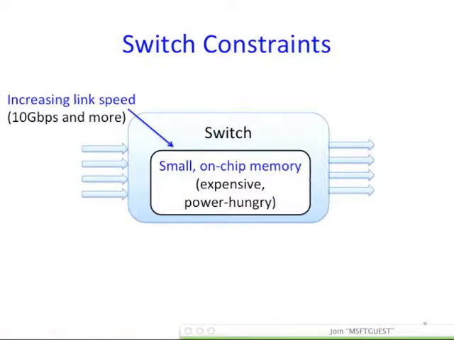But on the other hand, we only have simple switches. Today's switches usually have increasing link speed. Today's data centers usually have 40 Gbps links and even more. So that means we can only process each packet within tens of nanoseconds.